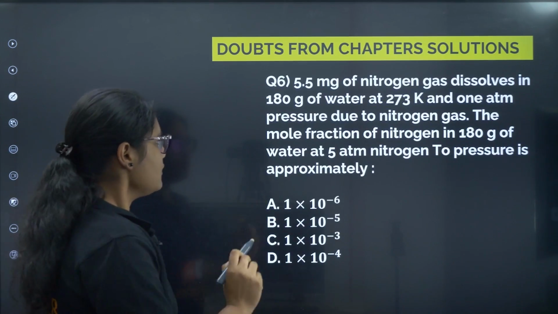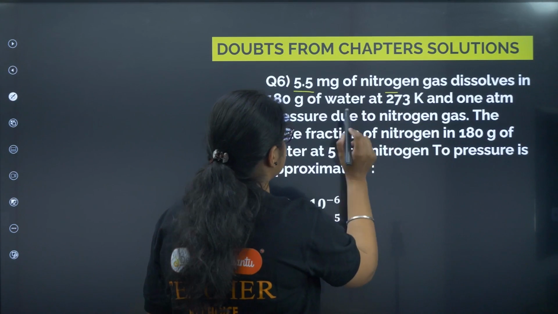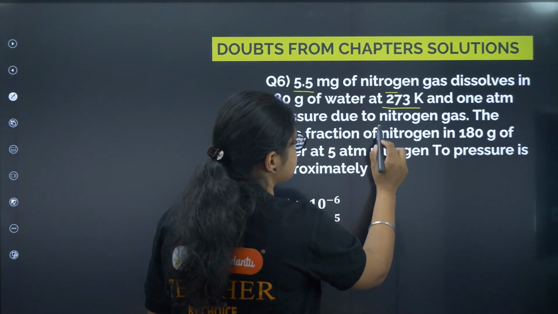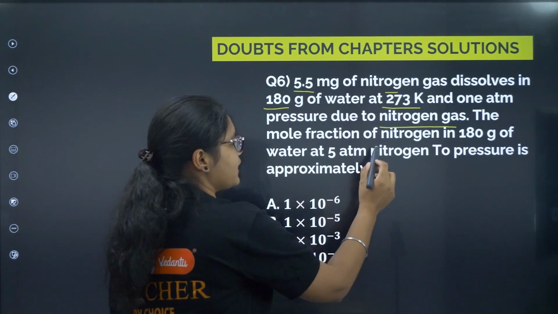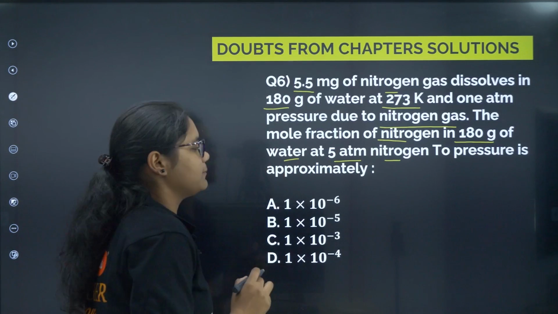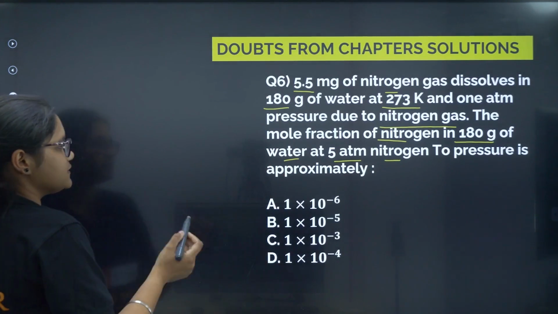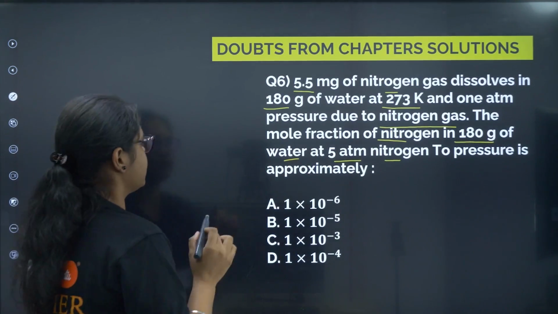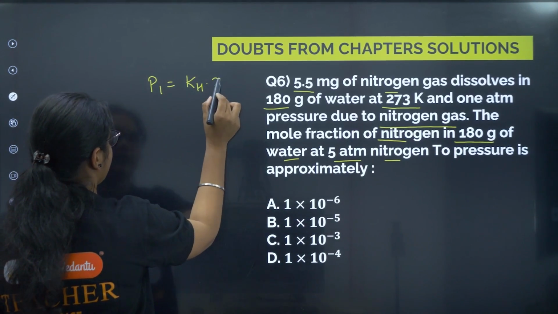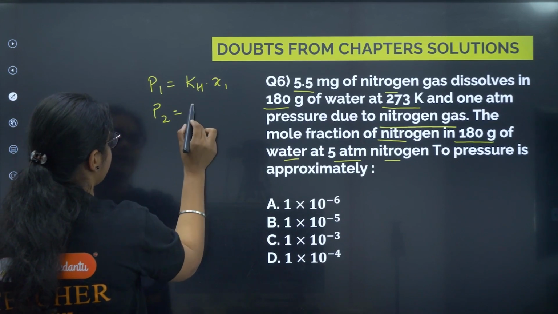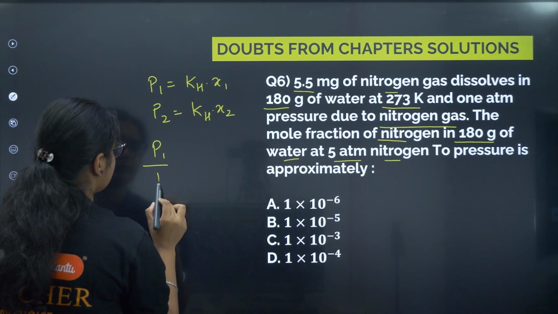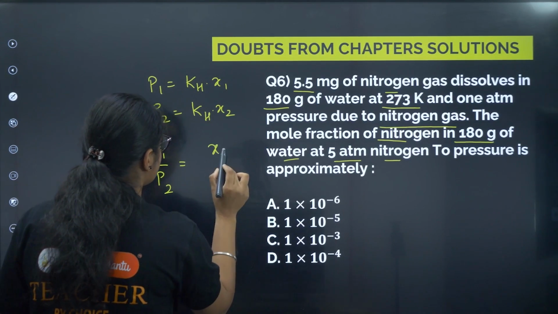Next: 5.5 milligram of nitrogen gas dissolves in 180 gram of water at 273 Kelvin and 1 atm pressure due to nitrogen gas. The mole fraction of nitrogen in 180 gram of water at 5 atm nitrogen pressure is approximately? This is a question from Henry's law, so we can use this formula: P1 is equal to KH into X1 and P2 is equal to KH into X2. Now if I take the ratio, P1 by P2 is equal to X1 by X2.